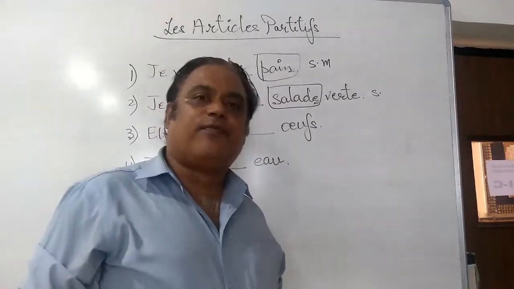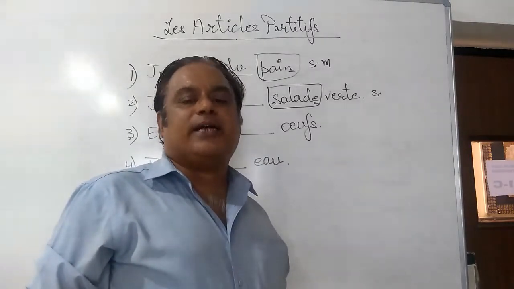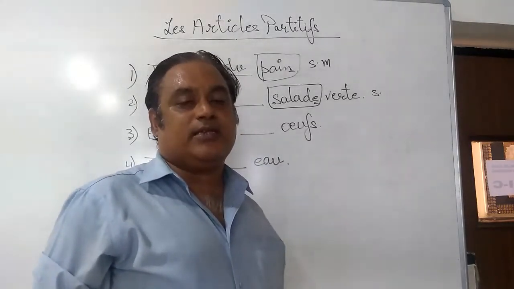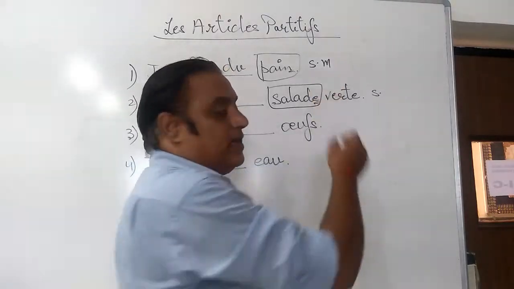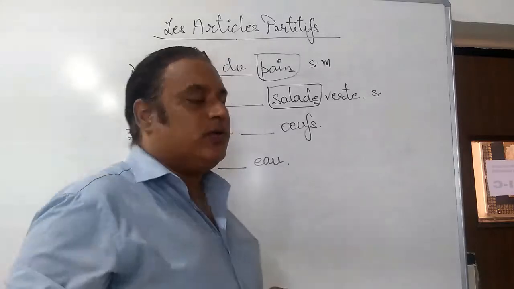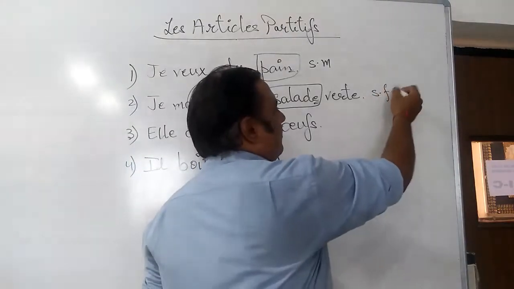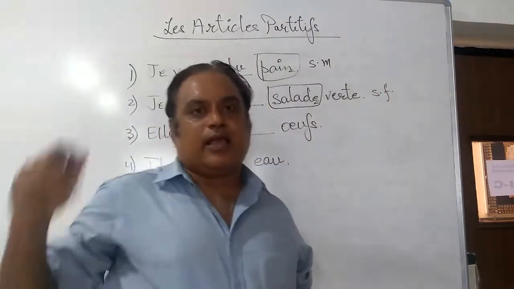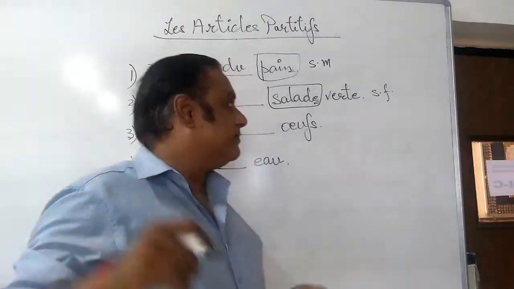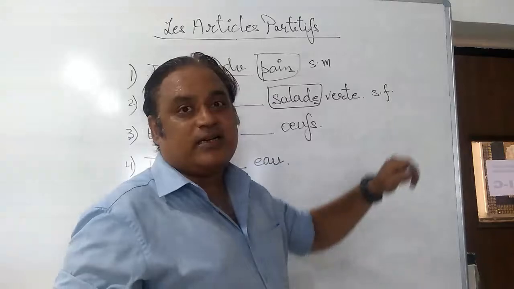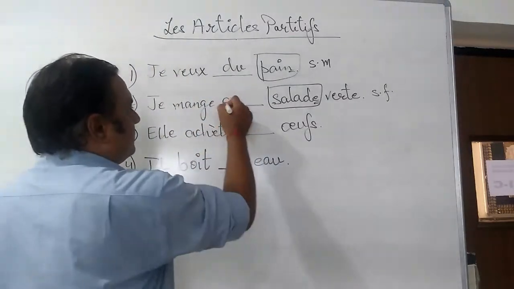Then the third step, find out the gender of the object. Is it feminine or is it masculine? It's ending in E, and if we go by the general rule, then of course it is feminine. And have a look at that table of partitive articles. The feminine singular partitive article is de la.